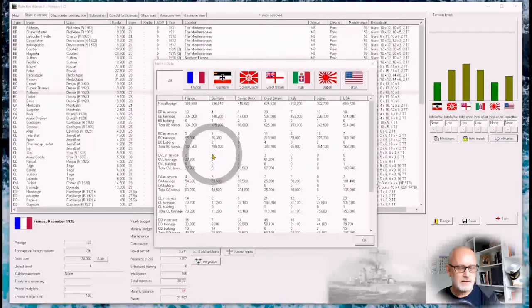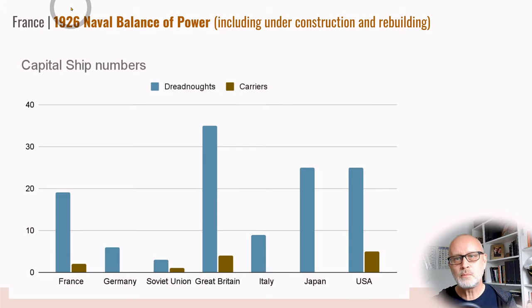So I've made a couple of graphs. Here's what's happening with capital ship numbers. Now, I'm including ships under construction and also ships rebuilding. Watch out, by the way, because the almanac in the numbers doesn't include ships rebuilding, although curiously, it does include it in the displacements. Obviously, that's primarily of interest for carrier conversions at the moment.